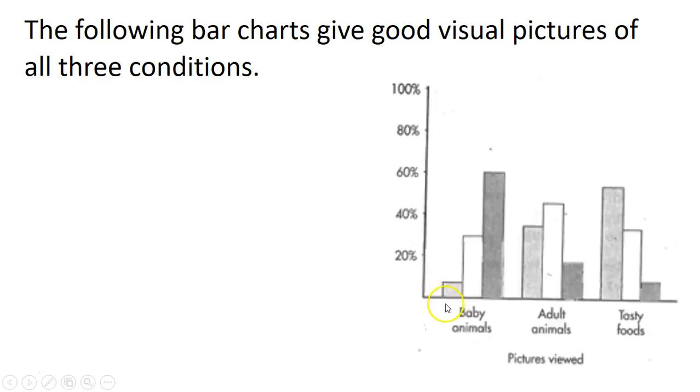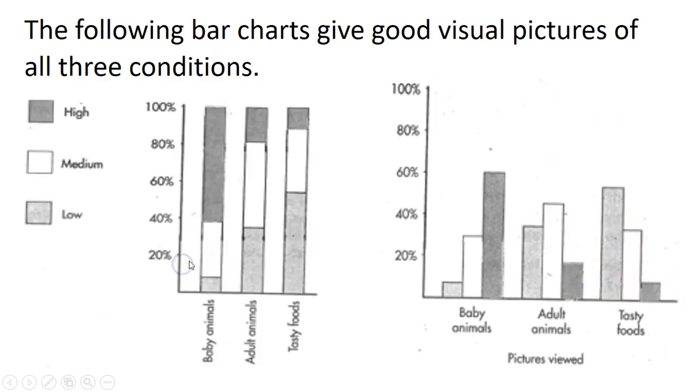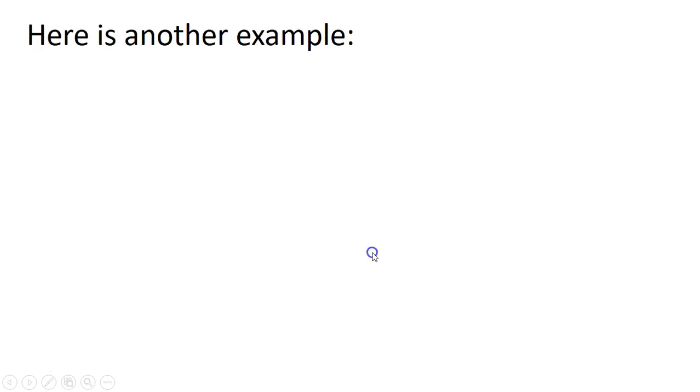Same thing. The following bar charts give these visual aids. This would be the baby animal ones, and their percent for each one. The adult animal and the tasty foods, for each one. And I could have put them all together on the same one, and with the lower one, you can see which one's bigger now. So I kind of like these. This one looks bigger for medium, and this one looks bigger for high. I see it all together.